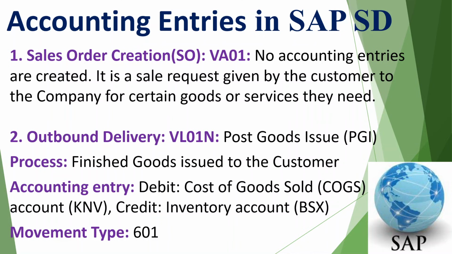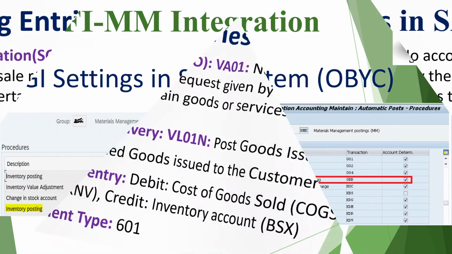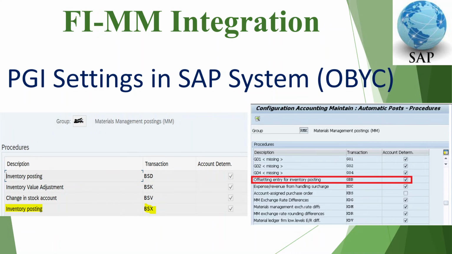You will ask why the movement type has come into the picture here, because this outbound delivery is basically FI and MM integration. It is not FI and SD integration at all. It is purely driven by the FI MM integration. Many people are not clear whether it is part of SD or whether it is part of MM. In reality, it is part of MM. I will show certain things in the system as well, but let's first finish it. PGI settings. As you can see, in the heading MM is written. So you have inventory posting via BSX, and then you have the offsetting entry posted via the GBB.